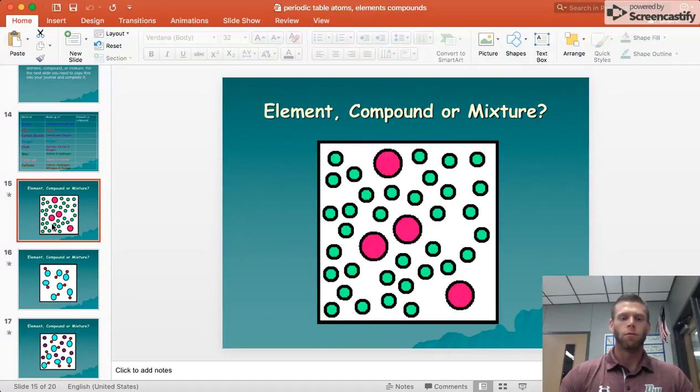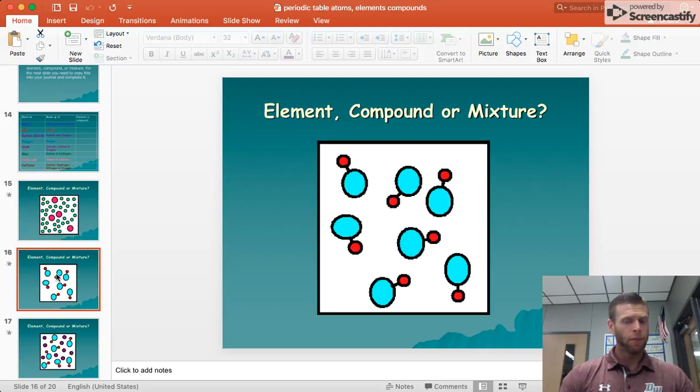Whoa, backing up. Okay, so now on the rest of these slides, there's just pictures. And all you're going to do is number the pictures in your journal. So this will be number 1. You're going to number them, and you just put an E, C, or an M. Is it an element, is it a compound, or is it a mixture? Looking at that picture, I have pink dots and I have green dots all over the place. Is that an element, compound, or mixture?